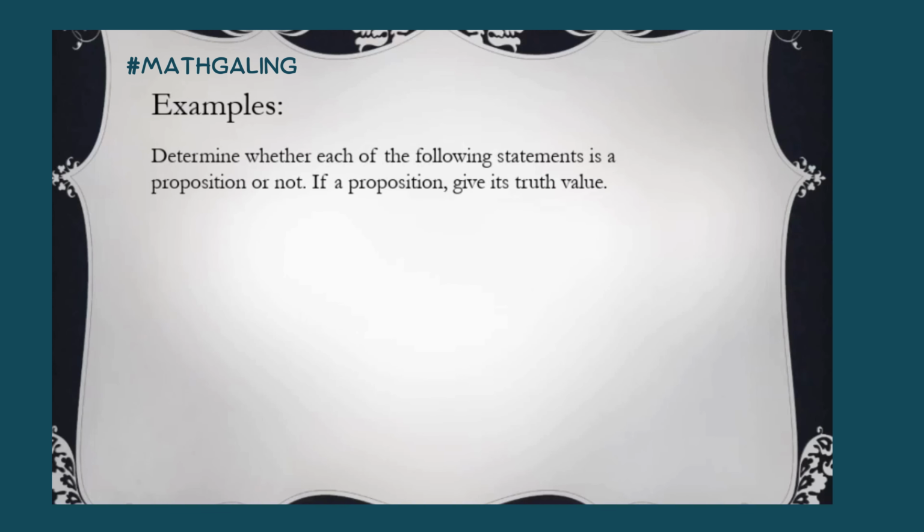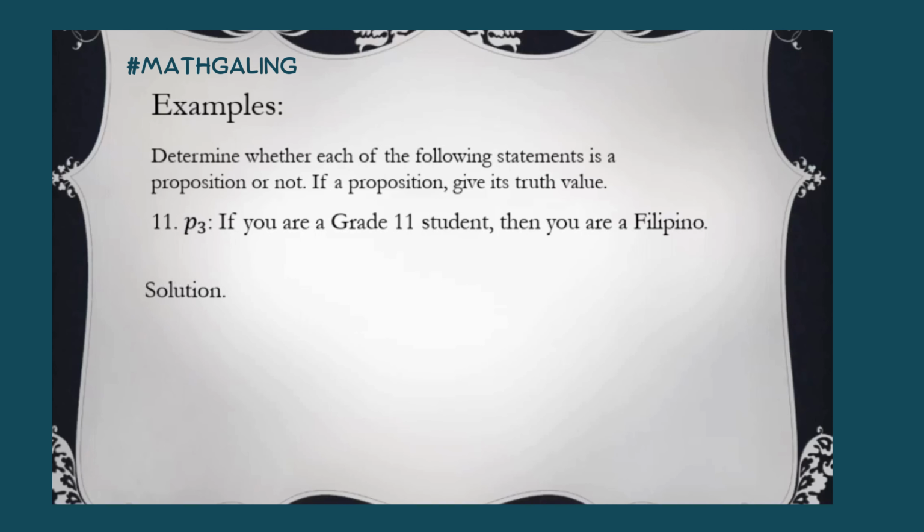Another example: if you are a grade 11 student, then you are a Filipino. So our solution for number 11 is it is not a true proposition. Why? Yes, it is a declarative sentence, but in reality, based on the sentence, if you are a grade 11 student, then you are a Filipino. Most other countries have grades as well, but not all are Filipino. So this is not a proposition.